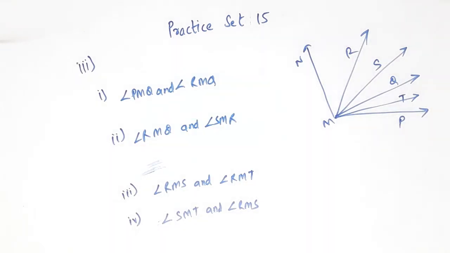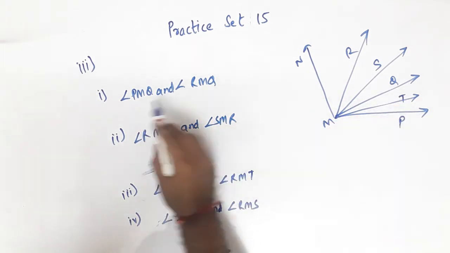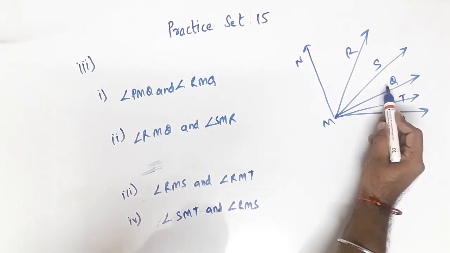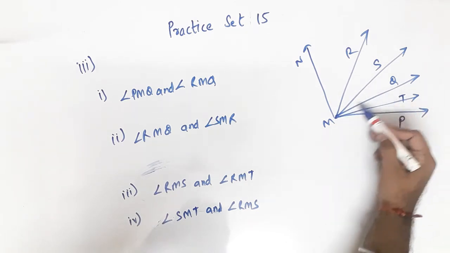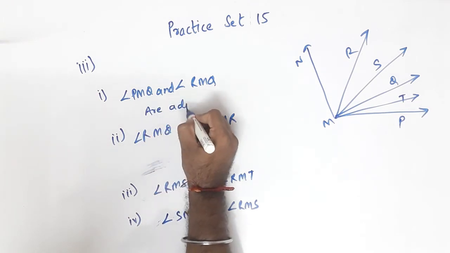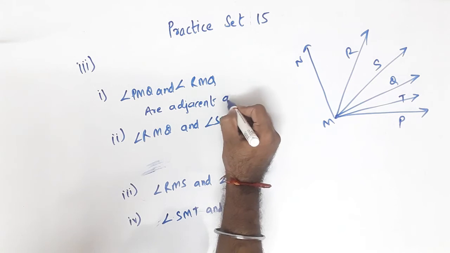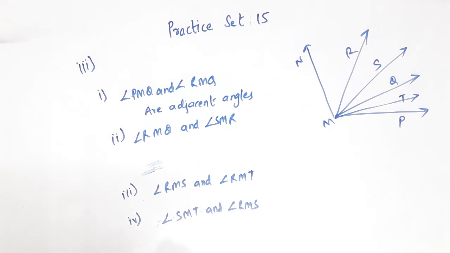Coming to sum number 3, they have asked, are these angles adjacent angles? Okay, if they are not adjacent, give reason. Okay, so first one, if you see angle PMQ, you can see angle PMQ and angle RMQ. Yes, they have one common arm. Okay, so yes, they are adjacent angles. Okay, they are adjacent angles.